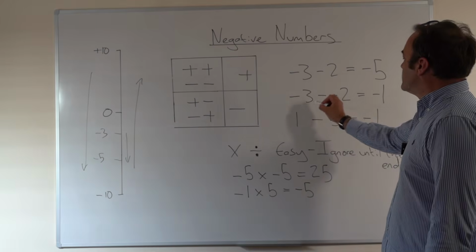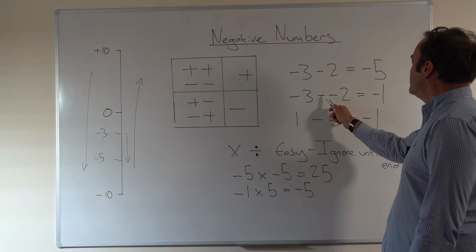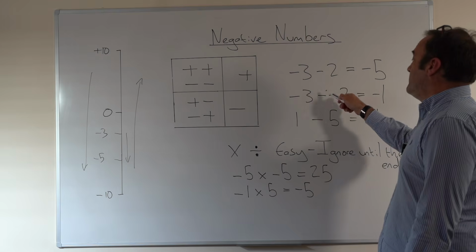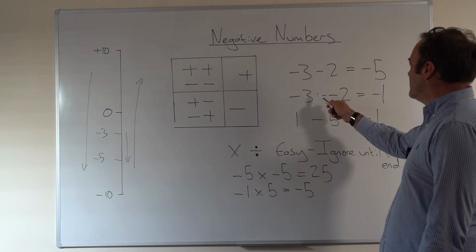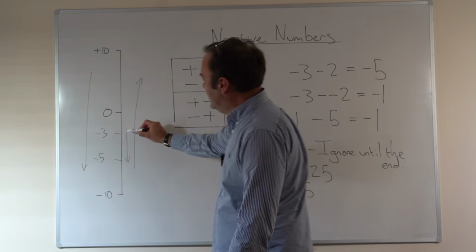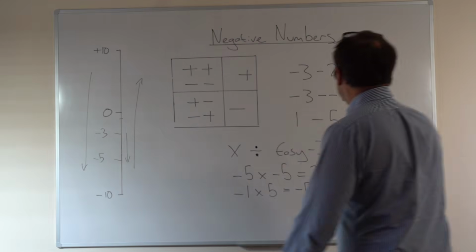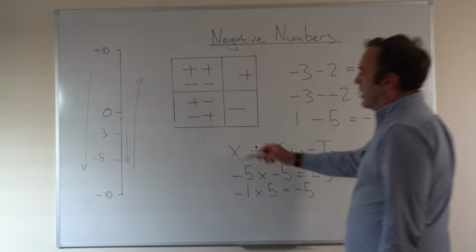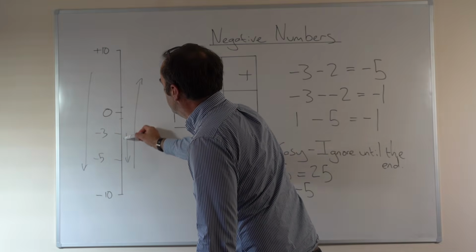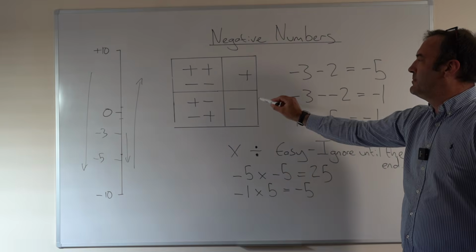When we've got minus 3 minus minus 2, they're two signs next to each other, so they become an add. So it's minus 3 add 2, which is minus 1. Going up from minus 3, add 2, you end up at minus 1. And then you've got 1, count down, subtract 5, and we'd end up at minus 4. So that's quite easy to understand, but we need to remember this.